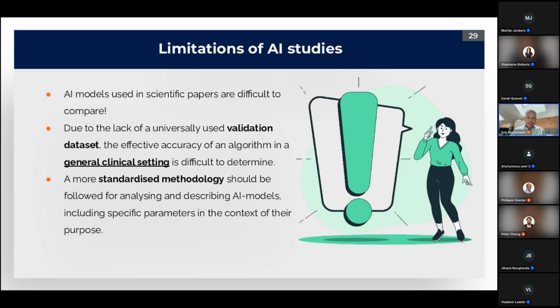So what are also the limitations that have to be mentioned, the limitations of AI studies? Well, AI models used in scientific papers are difficult to compare because there's a lack of universally used validation data set. So the effective accuracy of an algorithm in a general clinical setting is still difficult to determine because we don't have such a generalizable validation dataset. So this means that a more standardized methodology should be followed for analyzing and describing AI models, including specific parameters in the context of their purpose.